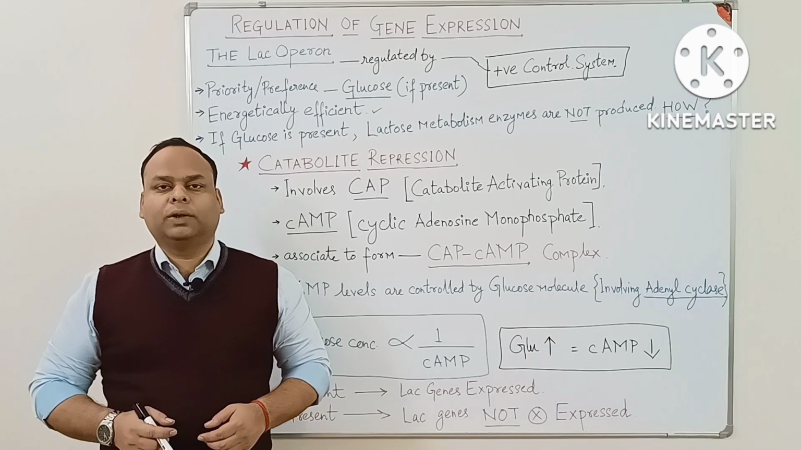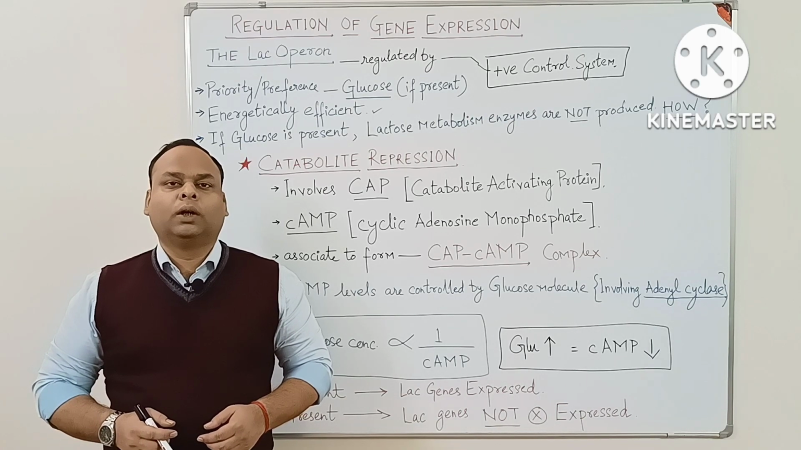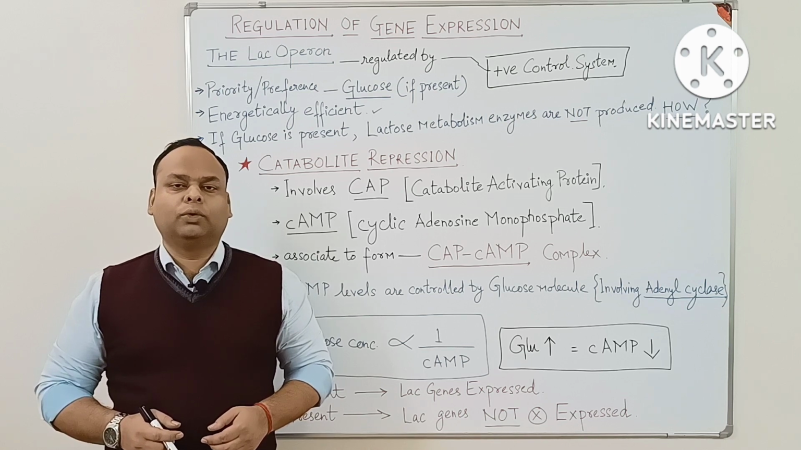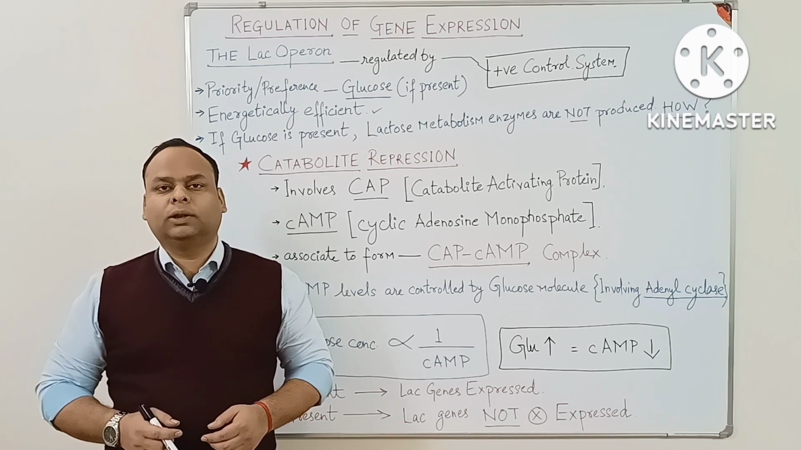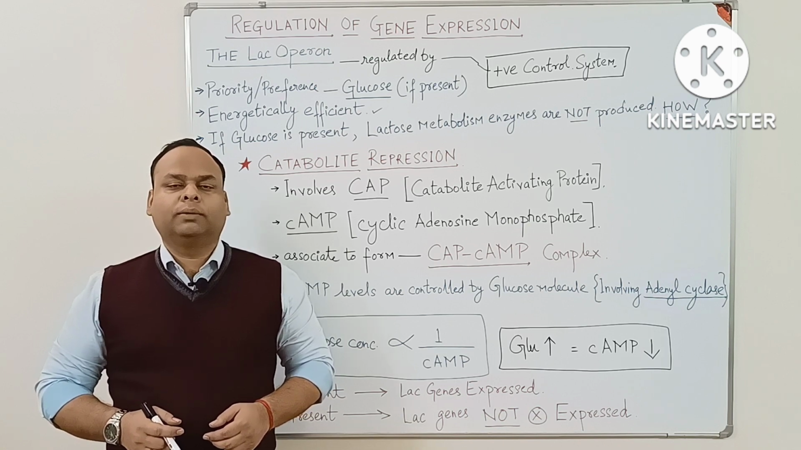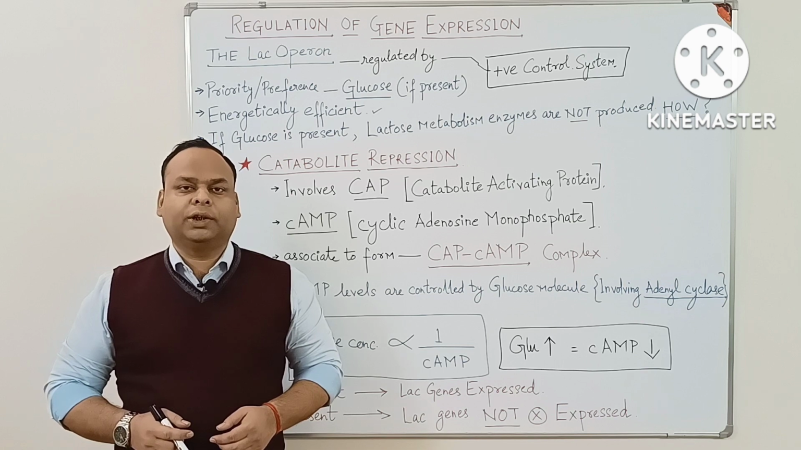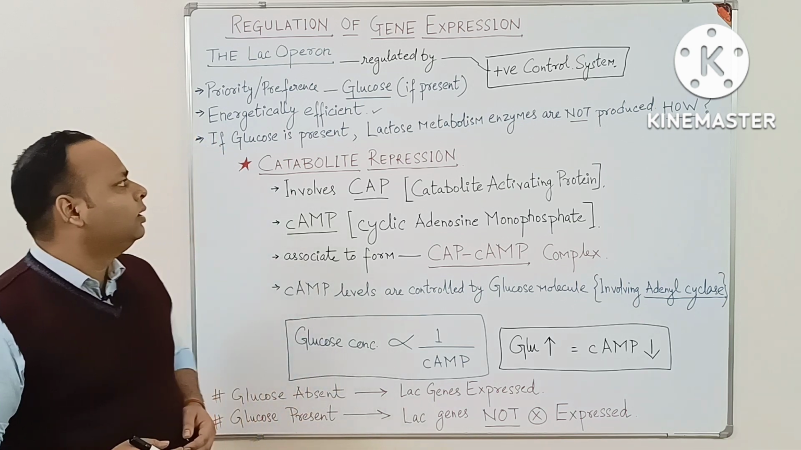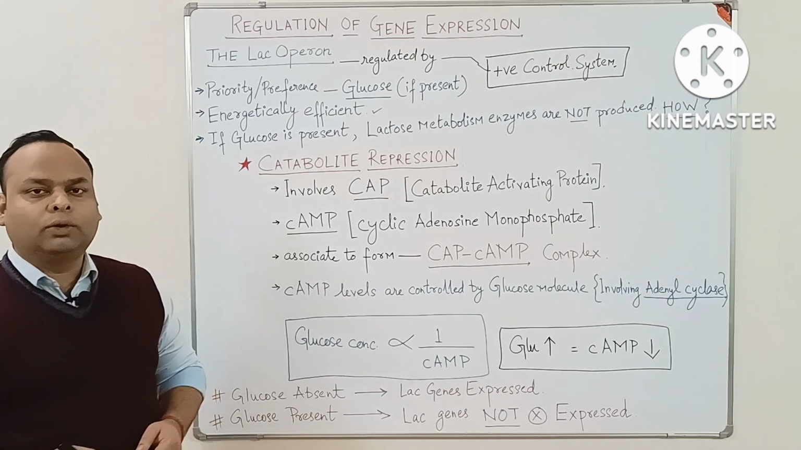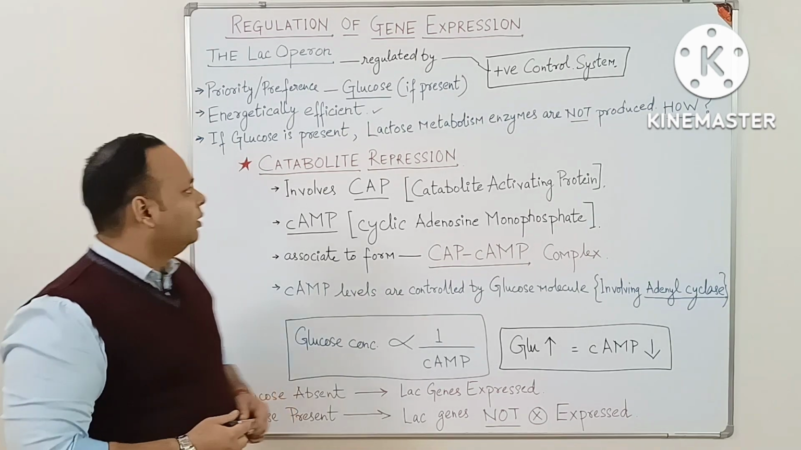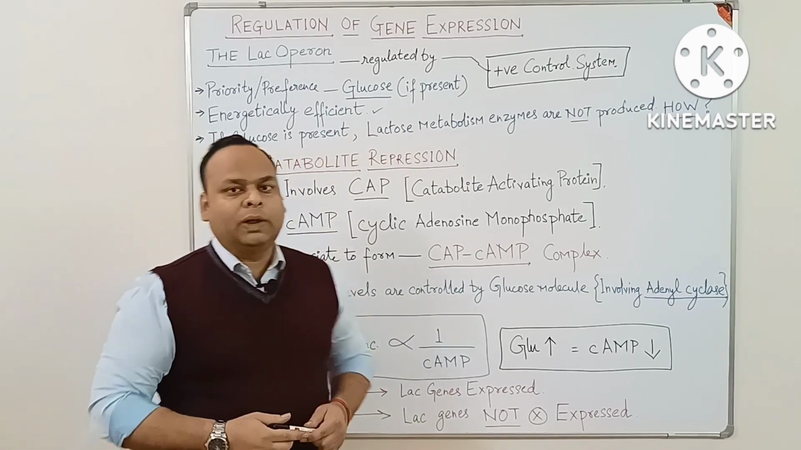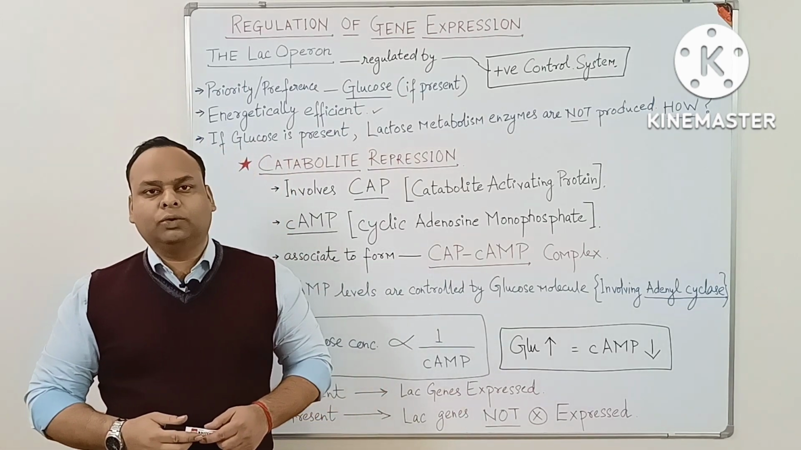Let's see the positive control of the lac operon. Now, a cell will always give priority or preference to glucose when compared with any other sugar or carbohydrate molecule. Why? Because it is energetically efficient, since any other molecule will have to be digested first to achieve glucose ultimately. So, if glucose is present in the medium, lactose metabolism enzymes will not be produced.